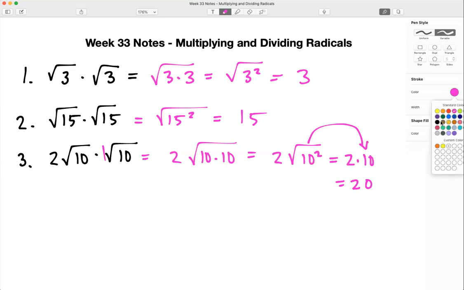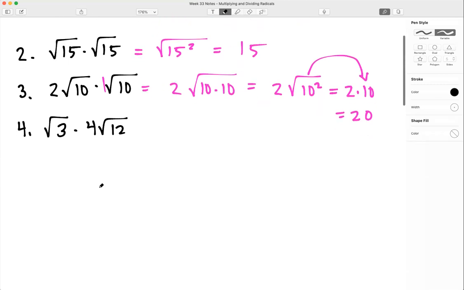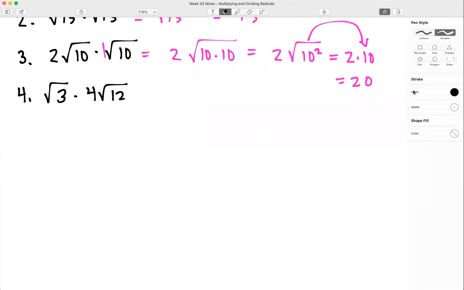Number 4 is the square root of 3 times 4 times the square root of 12. Why don't you try that? Well, you can take what's in the square roots, multiply those together, and then what's on the outside, 1 times 4 is 4, and then 3 times 12 is 36. 4 square roots of 36.